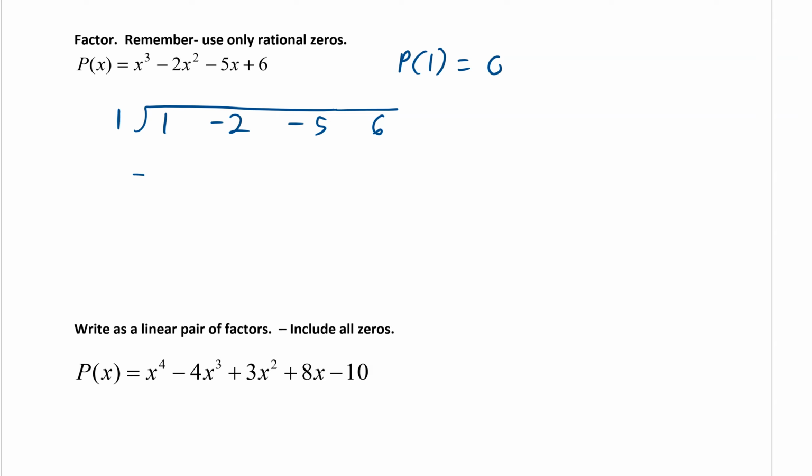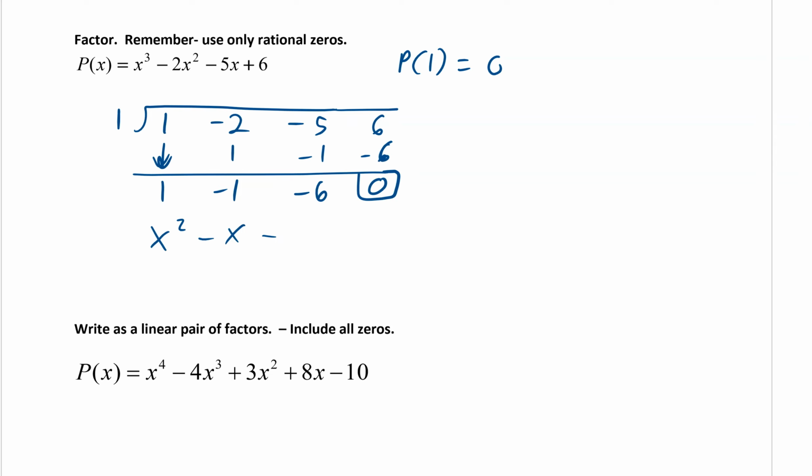So if I factor this with 1, divide this by 1, we will be able to factor it. And there we go. So it does make 0, which is what we wanted. And so what we're left with is x squared minus x minus 6.